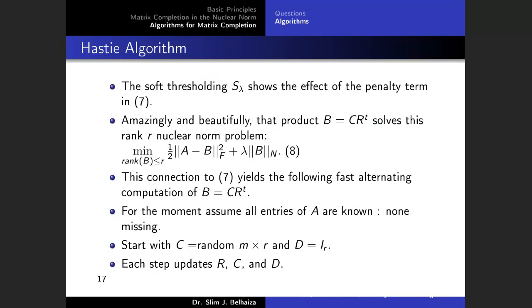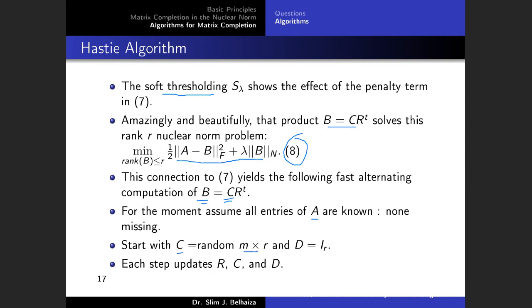In fact, the Hastie algorithm used what we call the soft thresholding S_lambda, and showed the effect of the penalty term in the previous equation. So amazingly and beautifully, that product, B equals CR transpose, solved this rank-r nuclear norm problem. In fact, you ended up solving a smaller problem. And this connection between this objective 8 and the previous objective 7 yields the following fast alternating computation, with B equal to CR transpose. So the Hastie algorithm combined the two previous works and made the algorithm much more efficient.